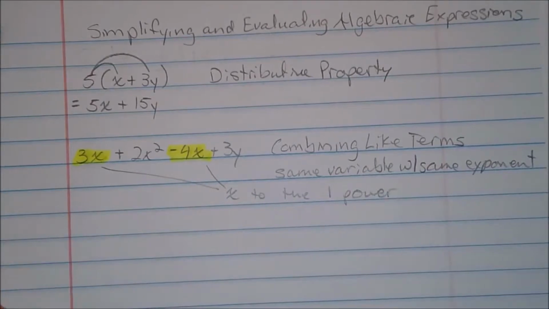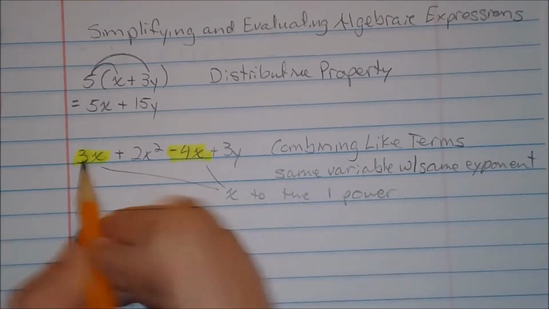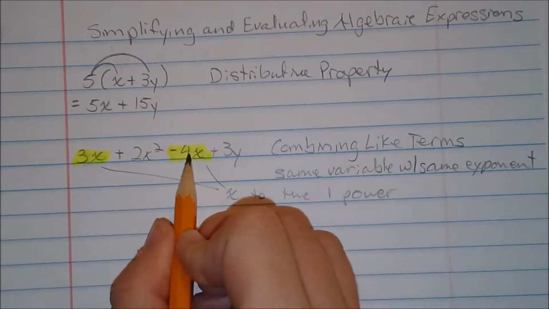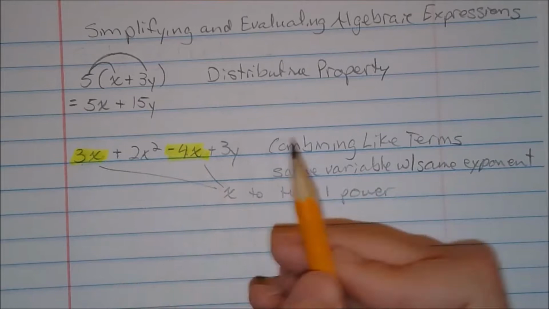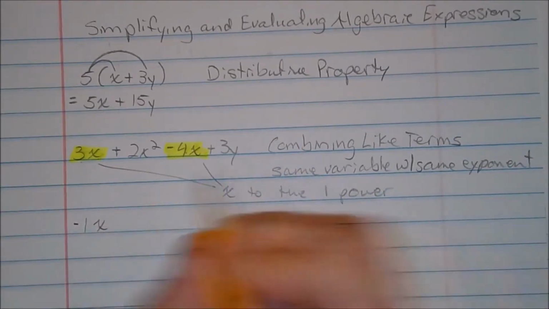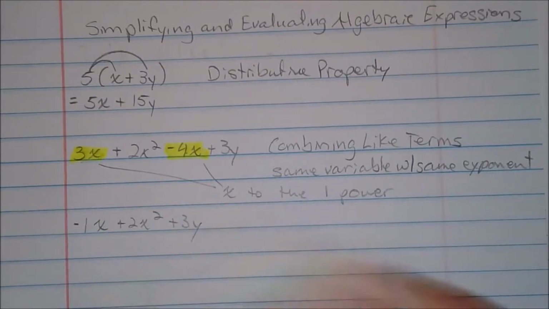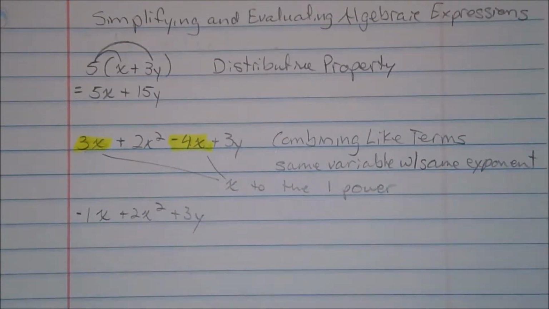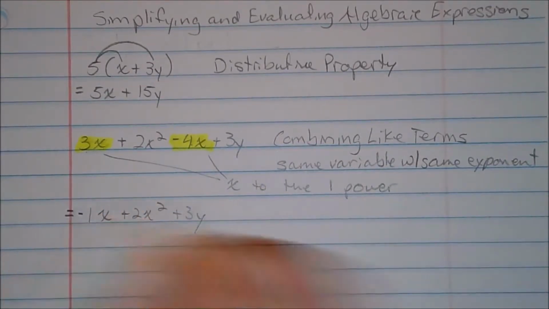These are like terms. So think to yourself, I've got $3. I'm trying to pay $4 because I'm taking it away. So I still owe $1. And owing $1 is a negative 1. So negative 1x plus 2x squared plus 3y. So that is technically simplified now.